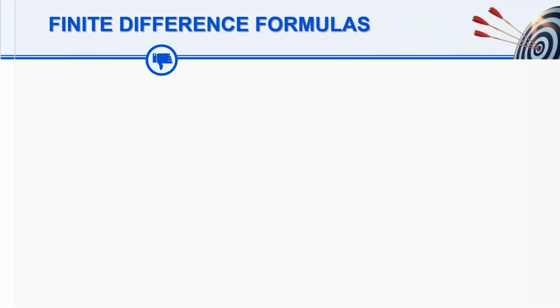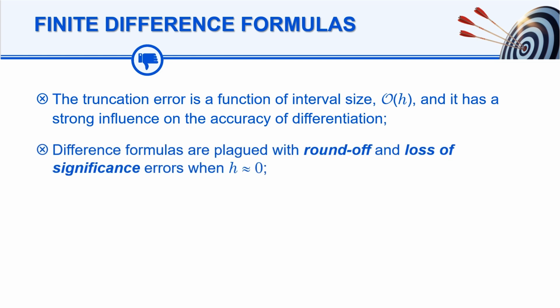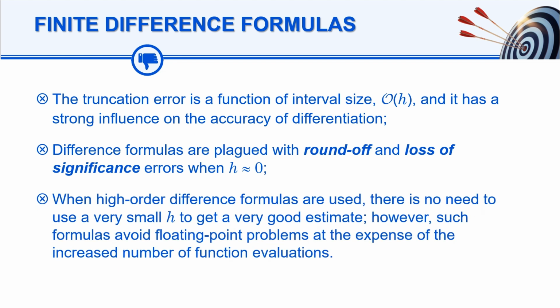The disadvantages of the finite difference formulas are: the truncation error is a function of interval size, and it has a strong influence on the accuracy of differentiation. Difference formulas are plagued with round-off and loss of significance errors when h is very small. When high-order difference formulas are used, there is no need to use a very small h to get a very good estimate. However, such formulas avoid floating point problems at the expense of the increased number of function evaluations.